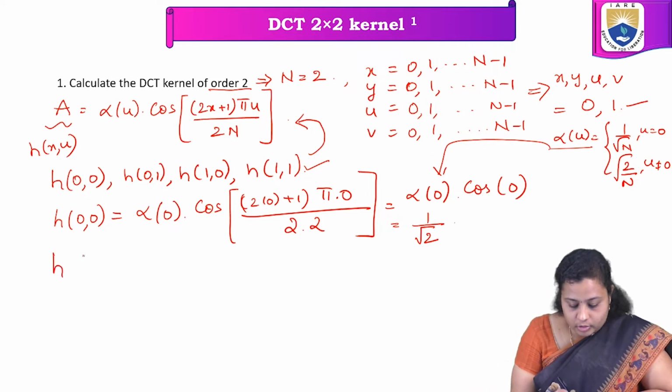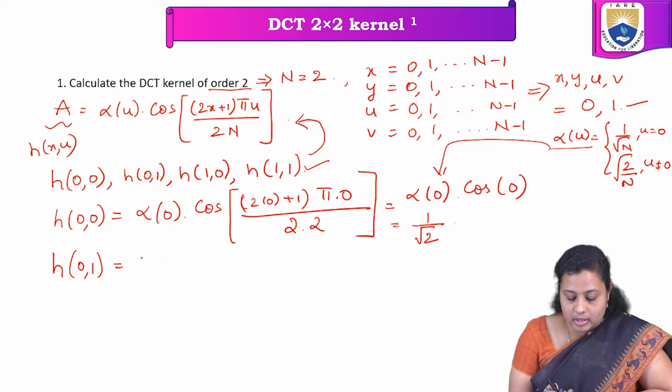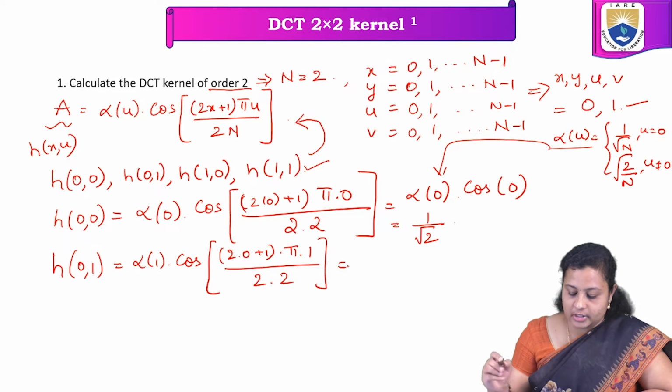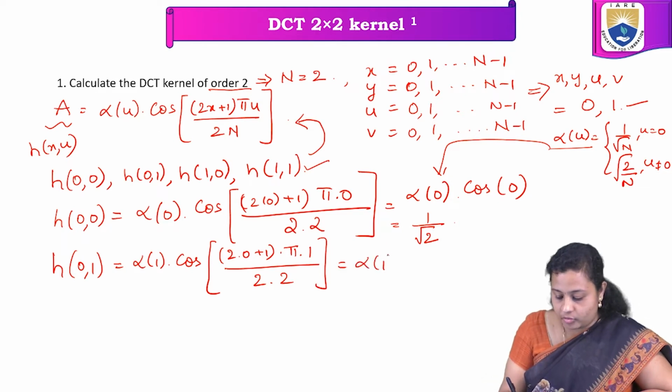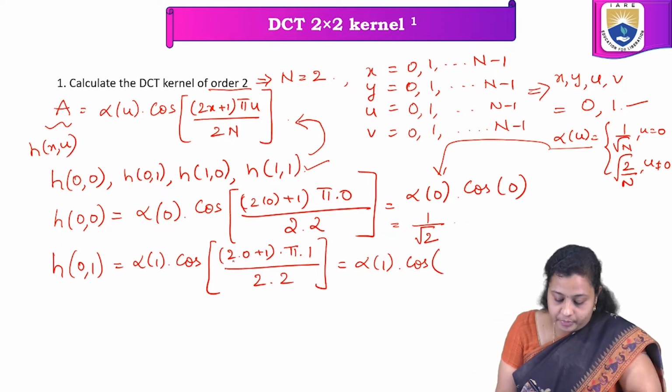Now let's continue with h of 0 comma 1. So we get the value as alpha of 1 into cos of 2 into 0 plus 1 into pi into 1 by 2 into 2, which we get as alpha of 1 into cos of, this will turn out to be 1, so pi by 4.